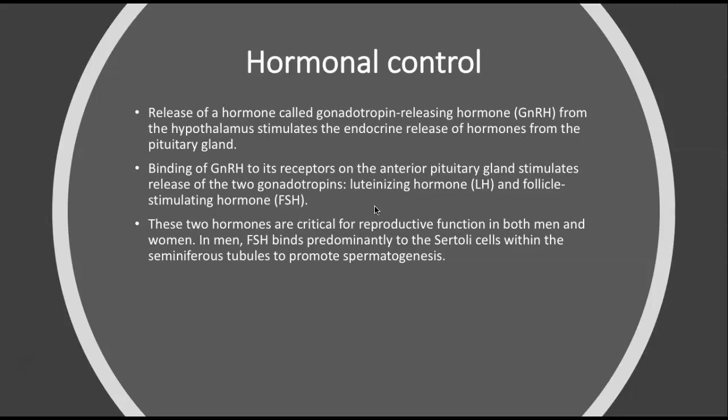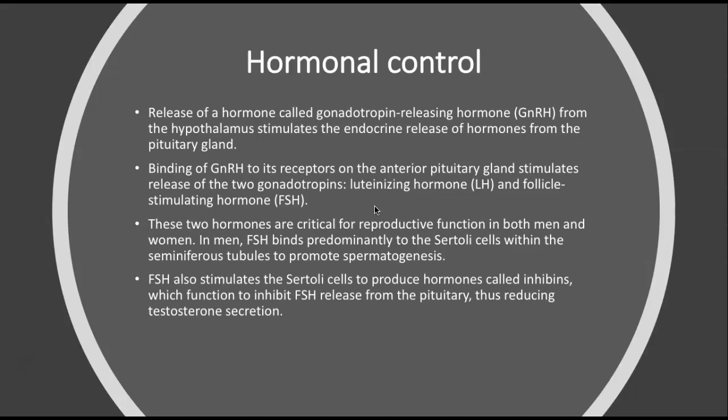In men, follicle stimulating hormone binds predominantly to the Sertoli cells within the seminiferous tubules, which of course promotes spermatogenesis. And follicle stimulating hormone also stimulates the Sertoli cells to produce hormones called inhibins, which function to inhibit follicle stimulating hormone release from the pituitary, thus reducing testosterone secretion. This works on a negative feedback loop where the presence of testosterone is the signal to either produce more testosterone or to produce less testosterone.